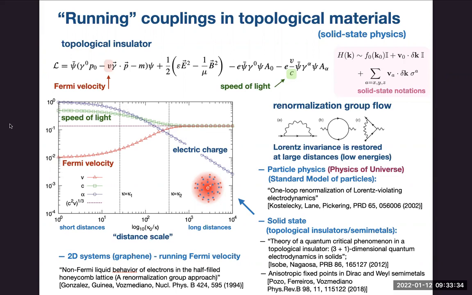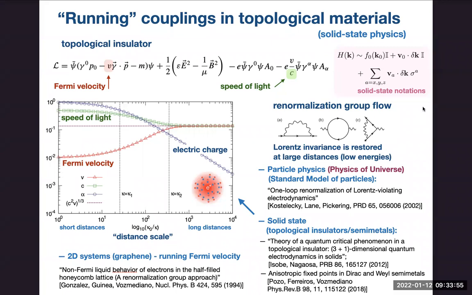So you see that Fermi velocity, speed of light, and electric charge run. It was found actually in graphene. It was found in solid state applications like topological semimetals, and also appeared in the standard model of particles as well, because people also considered some Lorentz invariant phenomena there. So it should be a short question.